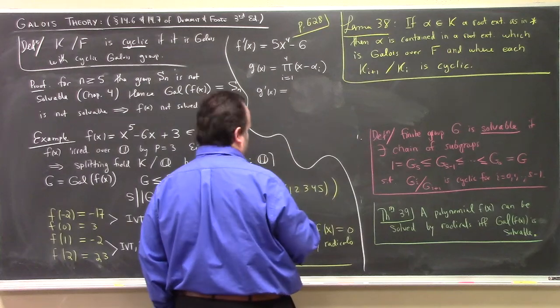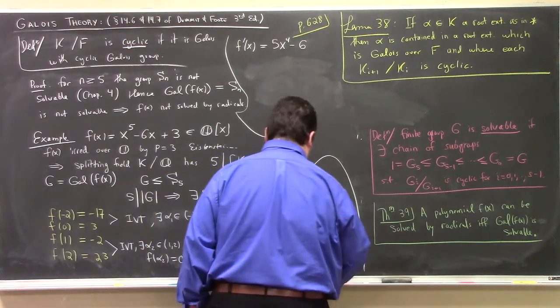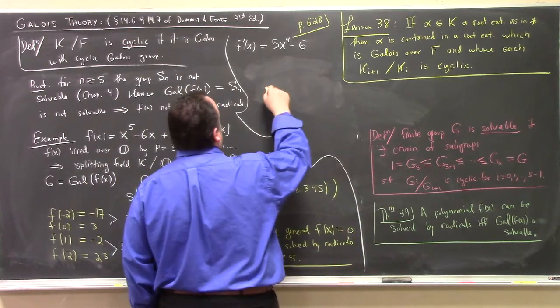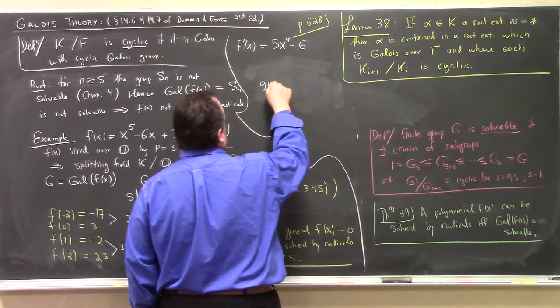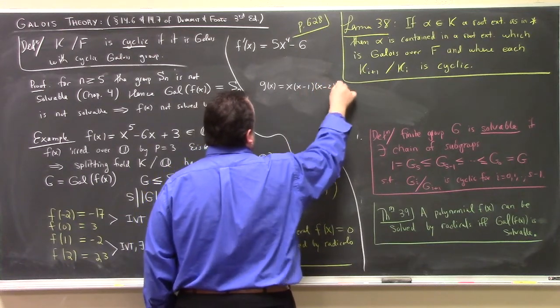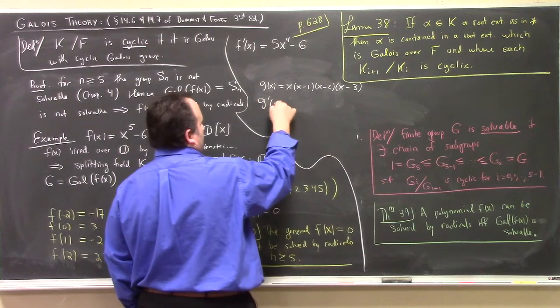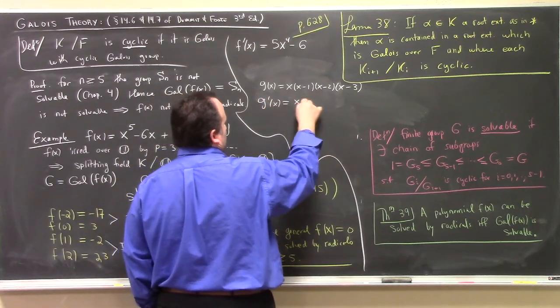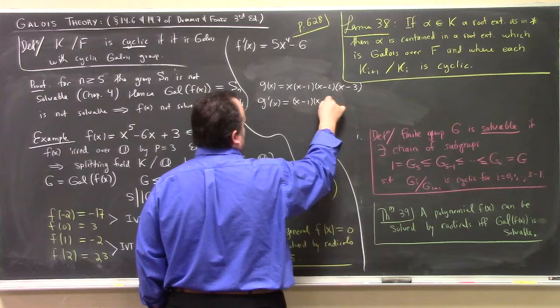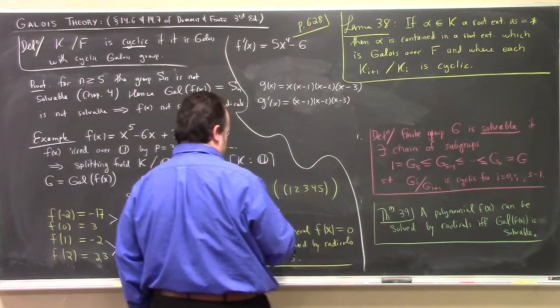Let's see here if I can make this easier. If I had g of x is x times x minus 1 times x minus 2 times x minus 3, right? And I calculate g prime of that, I get x minus 1. Well, let me make it simpler.